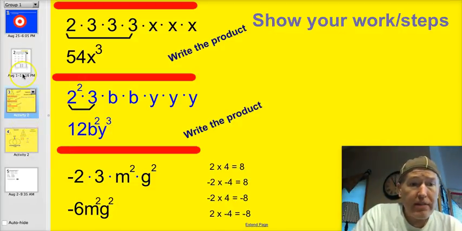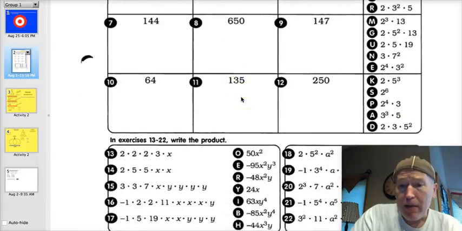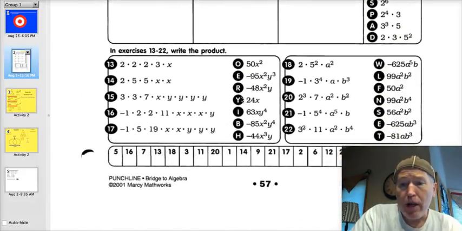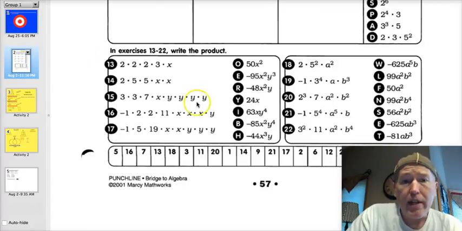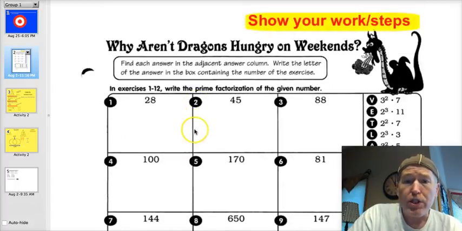Good luck with this activity. Be careful down here in the bottom. I think it's going to test your head, your minds, and your brains. Don't forget to show your work steps as you work through here. They've given you plenty of workspace.